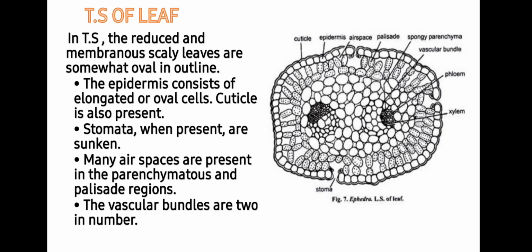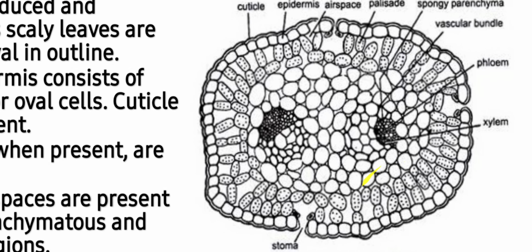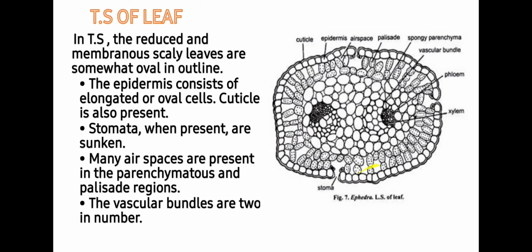Students, next is TS of leaf. As you know, leaves are highly reduced, but it is again bounded by cuticle and bears sunken stomata, that is a xerophytic character of the Ephedrales. Vascular bundles are 2 in number and some air spaces are there. Chlorophyll is also there in the form of palisade and spongy parenchyma, so a little extent of photosynthesis is performed by the leaf.